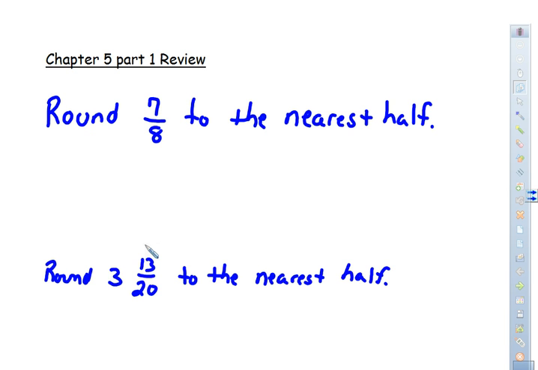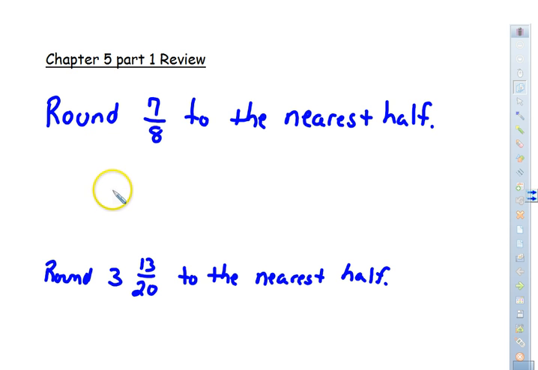We are starting out now with a review of Chapter 5, and I have Chapter 5 Part 1 review because this is the first half of the chapter. You'll see that we took this chapter and broke it into two sections, one dealing with adding and subtracting fractions, and the last part is going to be on multiplication and division.